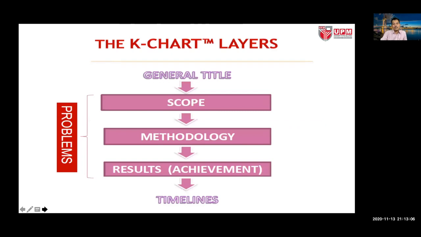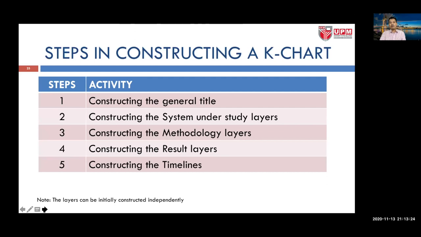And just to summarize again, in terms of the K-chart, it has the general title, the scope, methodology, and results, which is the problem that you want to resolve. And we can also put a timeline in the K-chart. Right. I would like to stop there, okay? Because probably it's best to do one by one, okay? Later, I will continue in terms of giving the steps and constructing the general title. We are going to look into constructing the system under study layers, constructing the methodology layers, and constructing the result layers. The timeline, it is basically once you have 1, 2, 3, and 4, you can easily put up the timeline, okay?